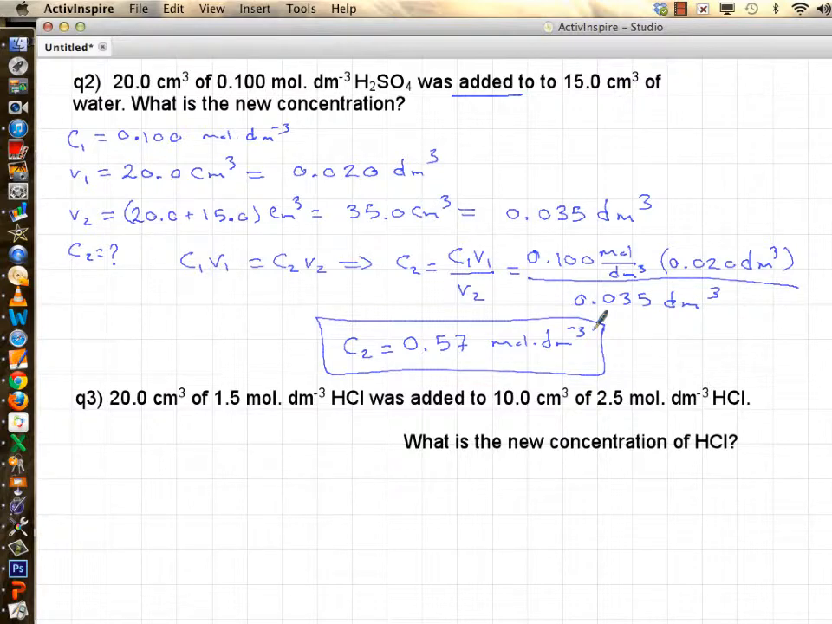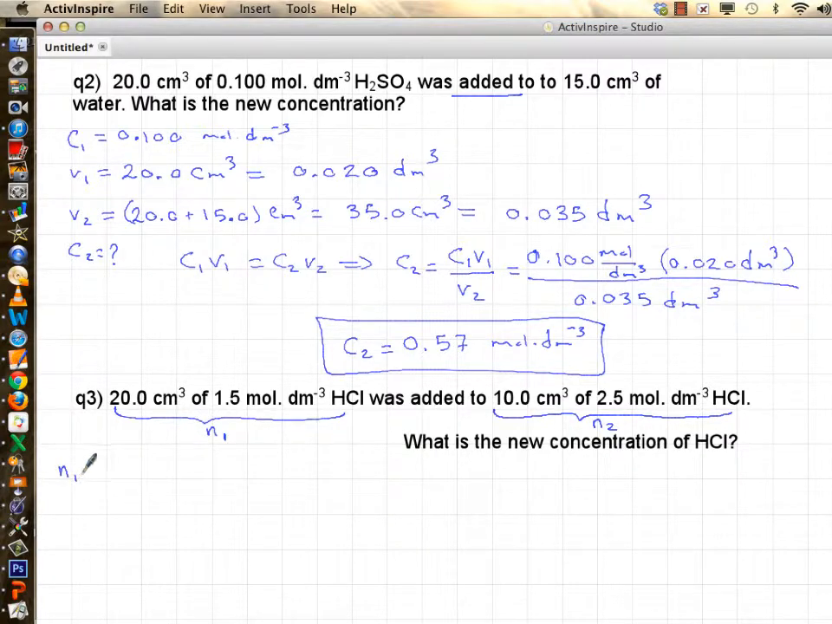I want to solve another problem. It's related to dilution, not necessarily dilution. Let's say you have 20 centimeter cube of 1.5 mole per decimeter cube sulfuric acid added to another batch of HCl, 10 centimeter cube of 2.5 mole per decimeter cube HCl. The question is, what is this new concentration? What I'm going to try to find is moles in the first batch, so let it be N1, and I'm going to find my moles in the second batch of solution before being added. Then I'm going to divide it by the total volume.